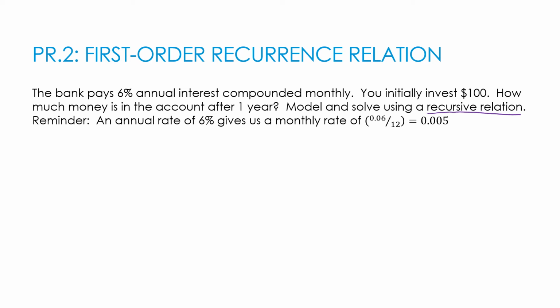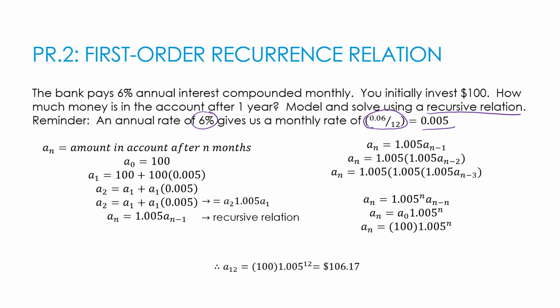So how would I go about this? And obviously I've given you a little tip here. An annual rate of 6% gives us a monthly rate of 0.06 divided by 12, or 0.005. So that's what you're earning monthly. So again, how would I go about this? Well, I would start right here. We're saying A sub n is the amount in the account after n months, which means I'm starting with $100. The next month, I will have that $100, and I will add 0.5% of that, so 100 times 0.005.